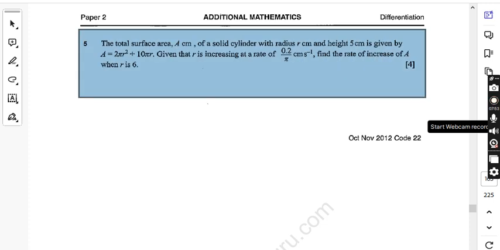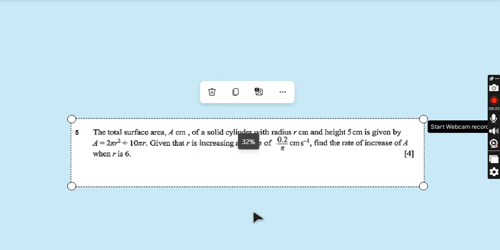Question number 5. The total surface area A square centimeters of a solid cylinder, closed at both ends, with radius r centimeters and height 5 centimeters, is given by A equals 2 pi r square plus 10 pi r. Given that r is increasing at a rate of 0.2 upon pi centimeters per second, find the rate of increase of A when r is 6. This question came in October, November 2012, paper 2-2. Very easy question.